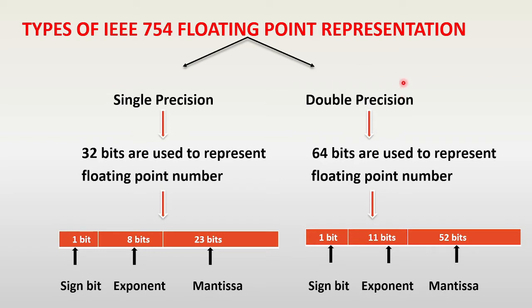Similarly, if you are using double precision, then you have to represent your number using 64 bits. Now the 64 bits are also divided into three parts. The first bit is reserved for the sign bit. The next 11 bits are called the exponent, and the remaining 52 bits are called the mantissa. So inside your computer, a decimal number in floating point format can be represented using 32-bit single precision or 64-bit double precision.